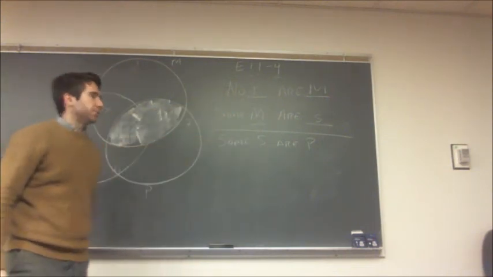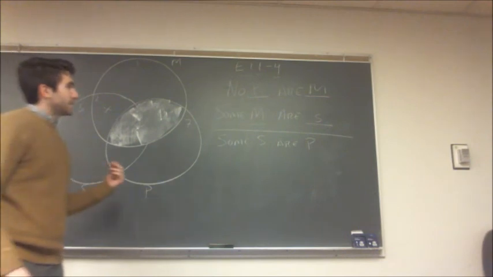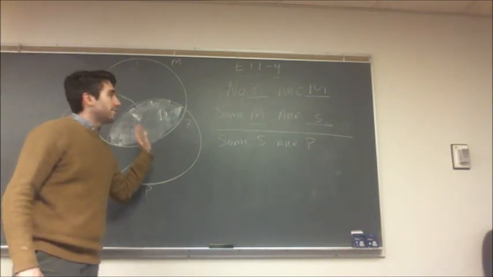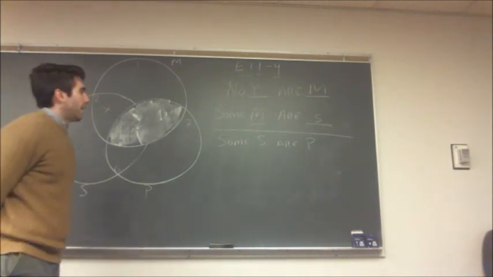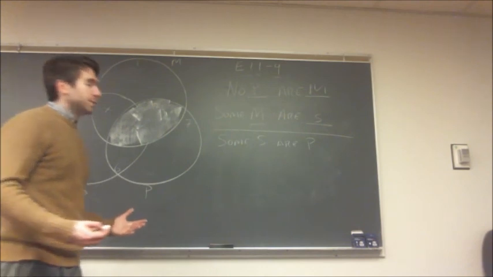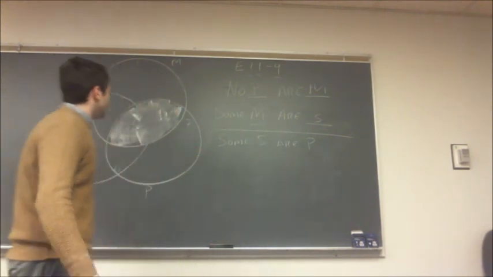And now we want to go to the conclusion. The question is, is the conclusion depicted or reflected in this diagram? So what's our conclusion? Some S are P. So we look at this diagram and ask ourselves, according to this diagram, are some S are P? What we're going to be looking for is an X. It needs to be in the place where the S's are the P's.